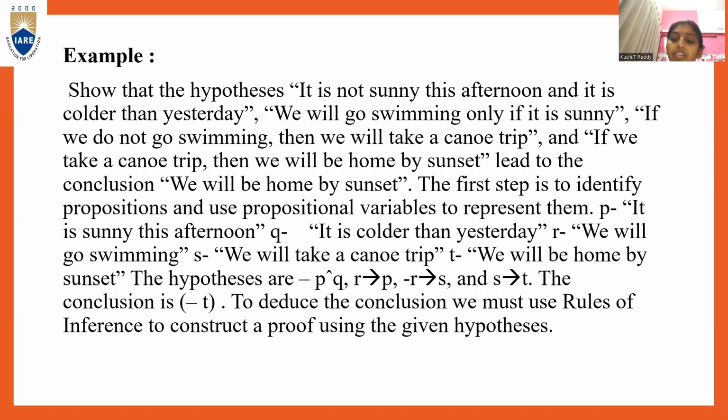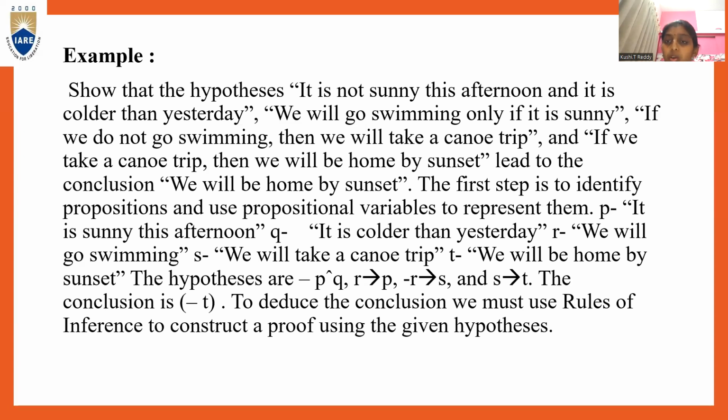And T will represent we will be home by the sunset. So let us take the first statement: it is not sunny this afternoon and it is colder than yesterday. So the first proposition is that it is not sunny, negation P, and Q. So the first proposition is negation P and Q.